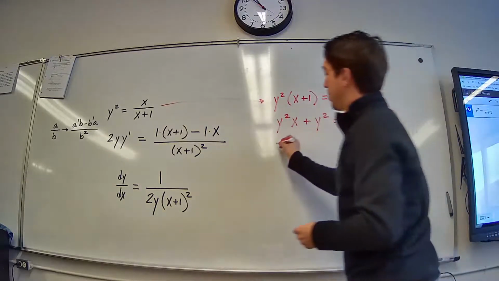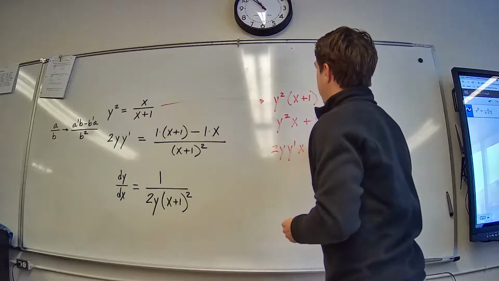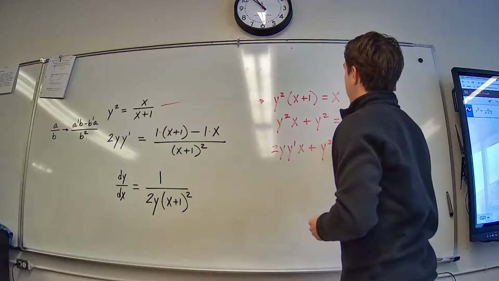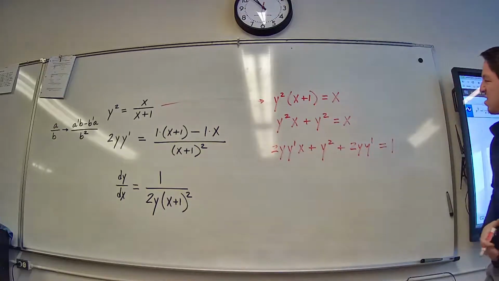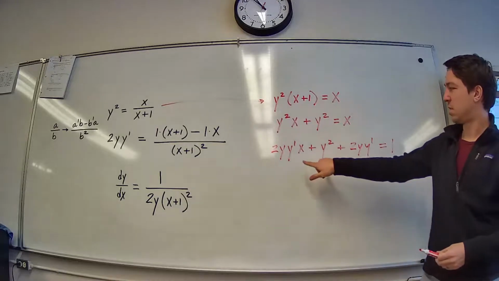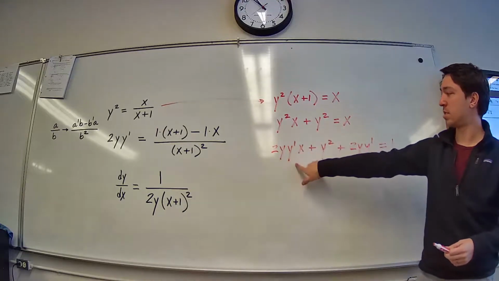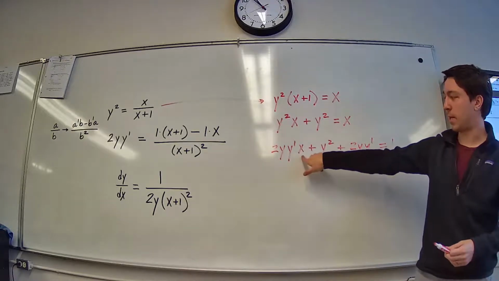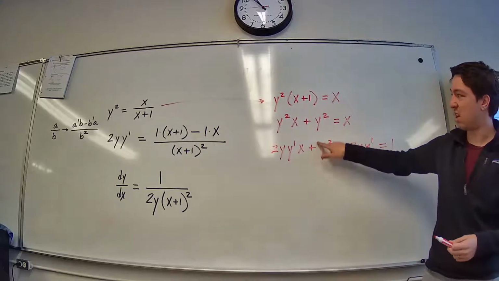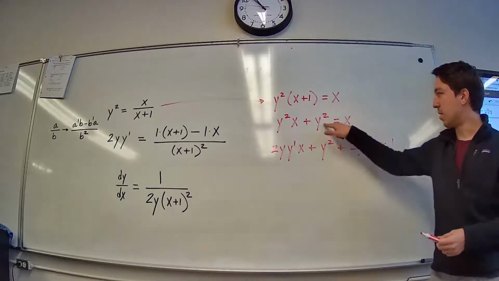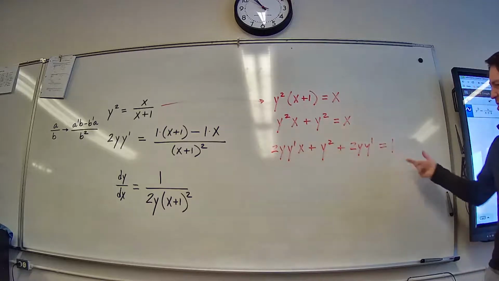And so now you go 2y y prime x plus y squared plus 2y y prime equals 1. Did I do that right? Because that's a lot of y's. The product rule on that will give me this: 2y y prime times x, there's my a prime b plus b prime a, which is just a 1. And then the derivative of this guy is 2y y prime, and the derivative of x is 1. So I think that's correct.